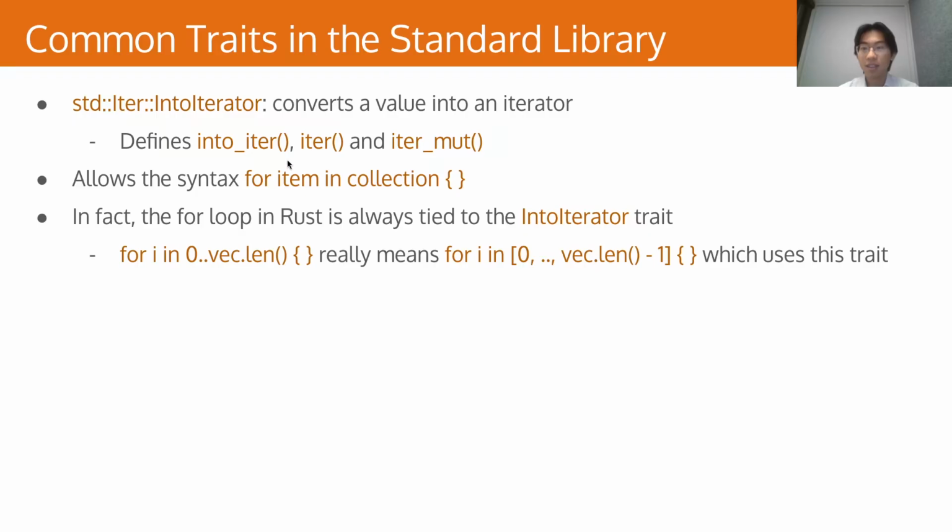And finally, the IntoIterator trait lets you convert a value into an iterator, and this defines the into_iter and iter_mut functions that you might, for example, see on a vector. This is what secretly enables the syntax for item in collection, right? So when you write a for loop like this, it secretly means for i in this slice, and then we convert the slice into an iterator, which is iterated over inside this for loop.